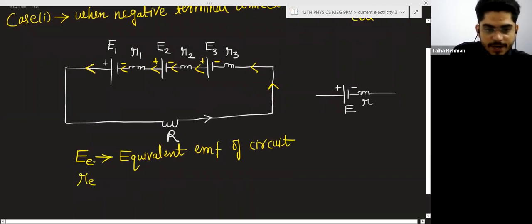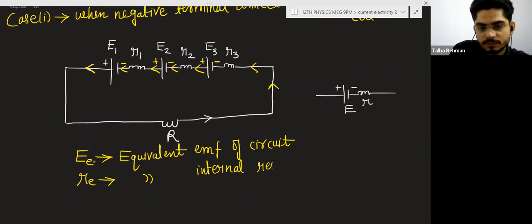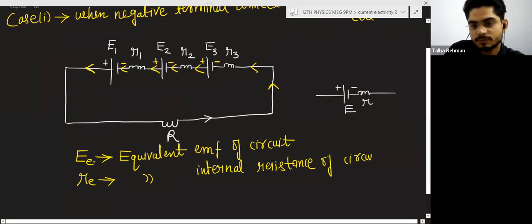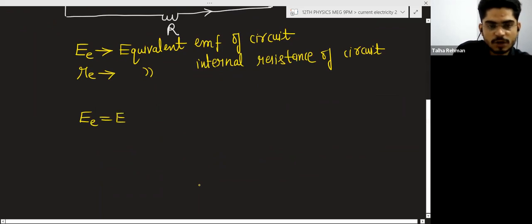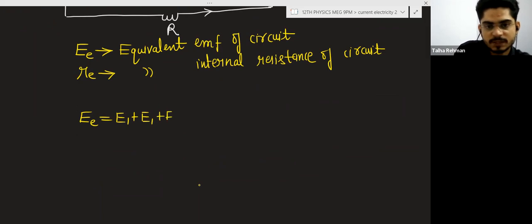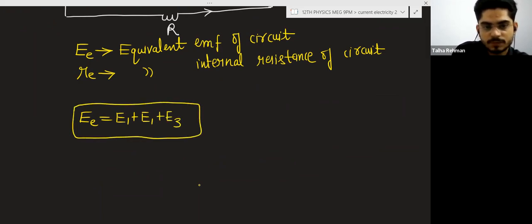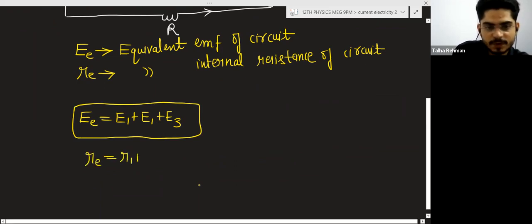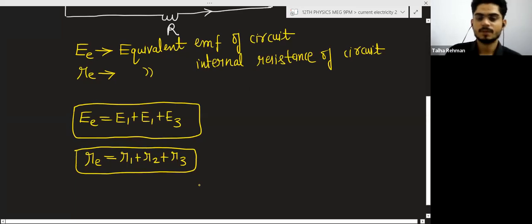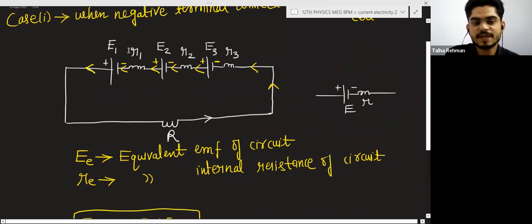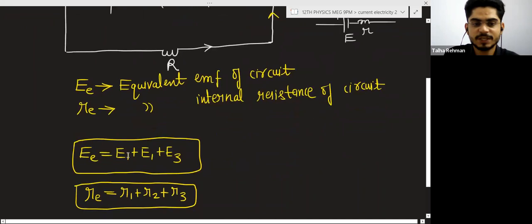And R equivalent is the equivalent internal resistance of the circuit. So if you want to calculate this E equivalent, you will just add all the EMFs: E1 plus E2 plus E3. If you want to find R equivalent, then you will write R1 plus R2 plus R3. Because resistances are connected in series and cells are also connected in series. So we will have the equivalent EMF and the internal resistance like this.